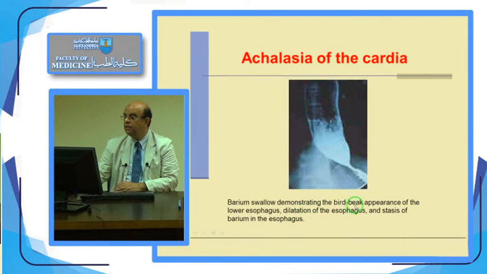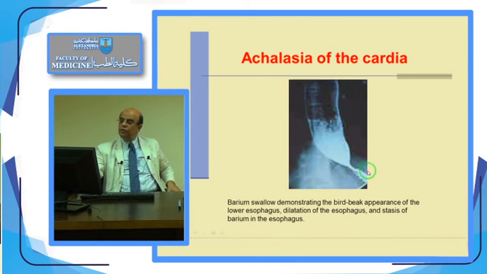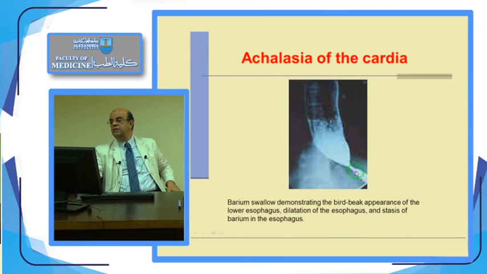Barium swallow demonstrating the bird beak appearance of the lower esophagus, which is a central smooth stricture at the lower end of the esophagus, different from the malignant stricture, which is usually eccentric. This is a central stricture which is regular in most of the cases, and stasis of barium in the esophagus.